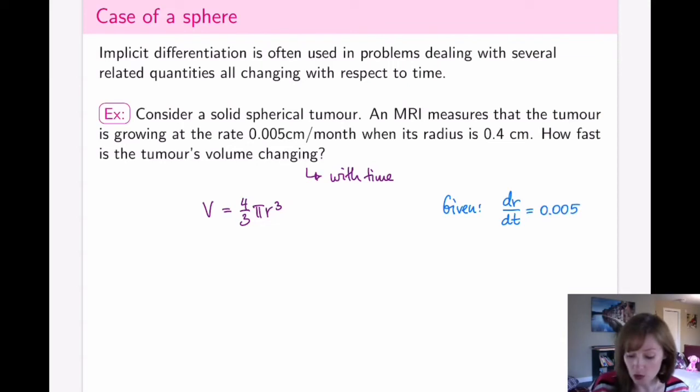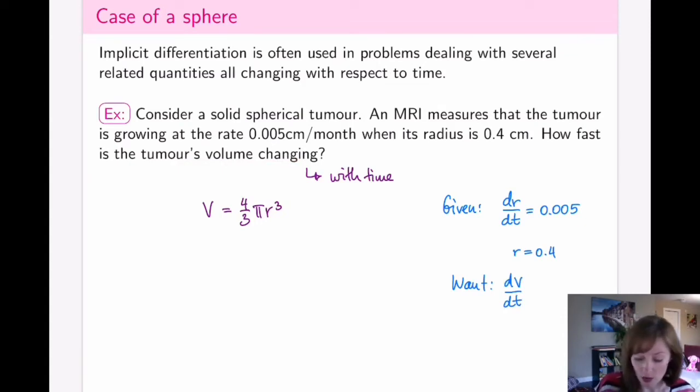I am also told that this is all happening when the radius is 0.4 centimeters. So this is a particular instance in time that I have this information for. Great, that's what I am given. What I want is how fast the tumor's volume is changing. So what I'm after is the derivative of volume with respect to time.